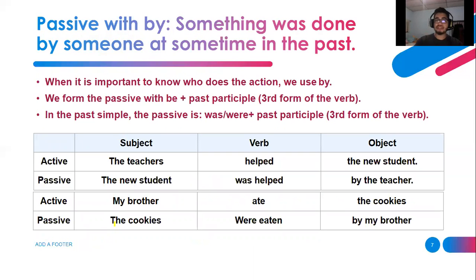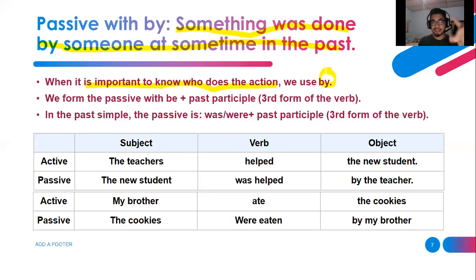So another way I mentioned in the class for you to understand passive voice is to remember this phrase. Something was done by someone at some time in the past. A thing was done by a person in the past. So when it is important, as you see over here, to know who does the action, we use the word by. When we want to know who was the person who did a certain action.